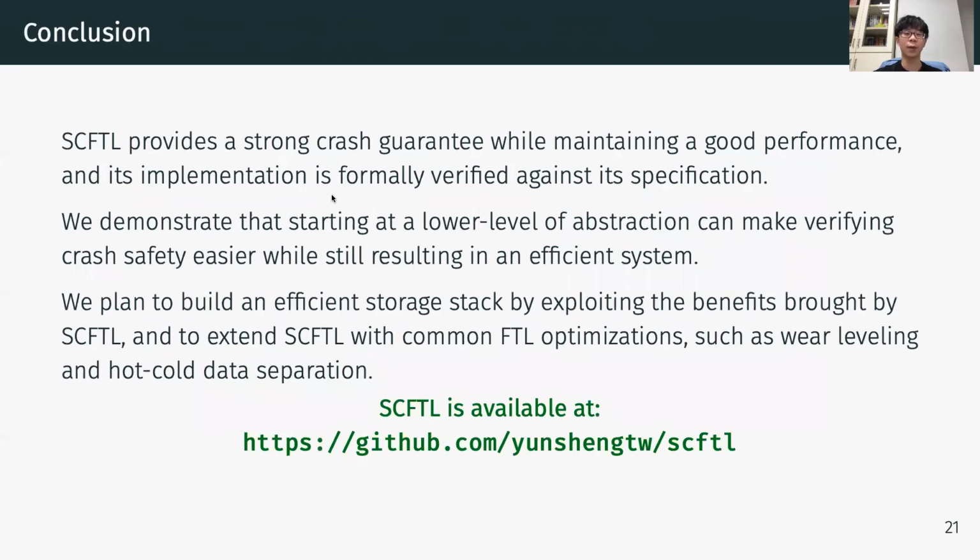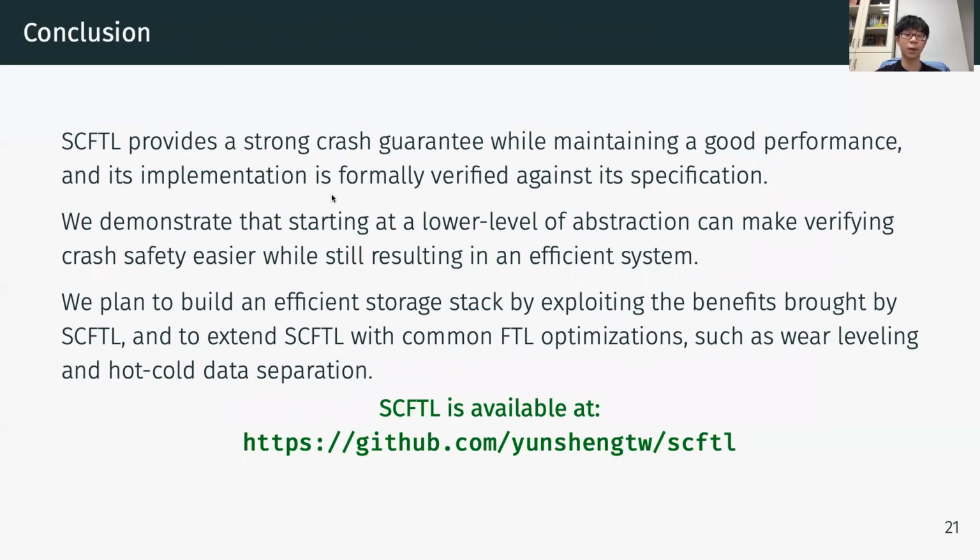In conclusion, SCFTL provides a strong crash guarantee while maintaining a good performance, and its implementation is formally verified against its specification. We demonstrate that starting at a lower level of abstraction can make verifying crash safety easier, while still resulting in an efficient system.